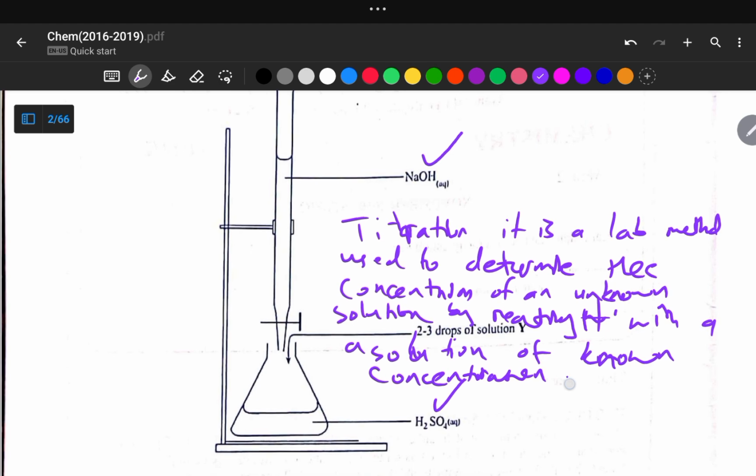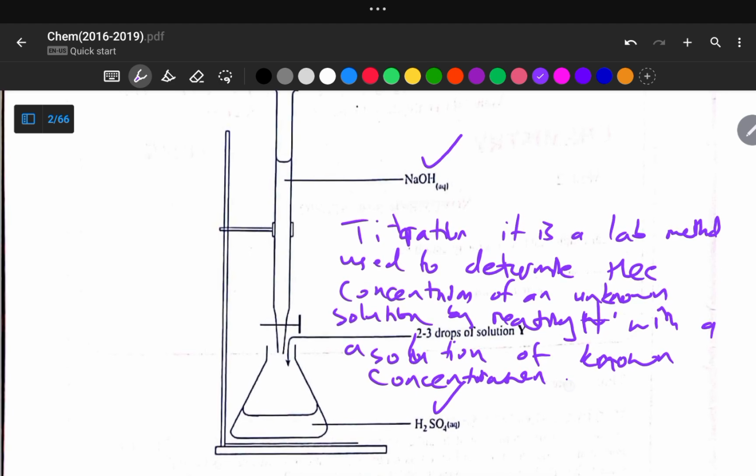For the general method of titration, first we fill the burette and measure the volume of the solution of known concentration, and then add a few drops of the indicator. Solution Y is the indicator, and we are required to add 2 to 3 drops. After adding the indicator, we slowly add the standardized solution, then stop adding when the indicator changes color, and record the volume. This is the general overview of titration.